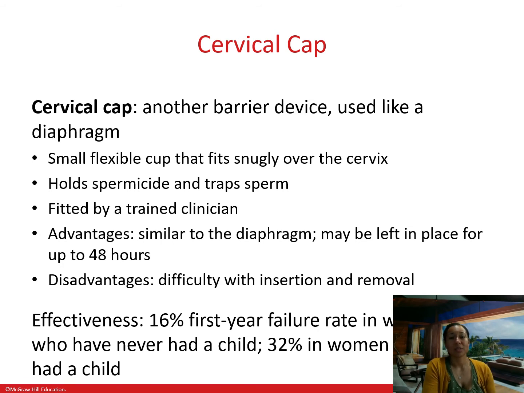There is a 16% failure rate within women who have never had a child. There's a 32% failure rate in women who have had a child. So keep in mind, again, none of these are 100%. If you're looking for a 100% guaranteed way of not getting pregnant or not getting someone pregnant, then you just don't do anything at all.